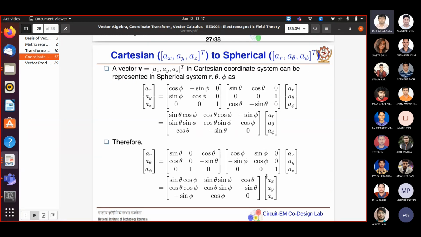Next is Cartesian to spherical coordinates. In this case, we have considered that x, y, and z, or the Cartesian vector, is equal to your rotation. You have two rotations: this is your phi rotation, and then you have a theta rotation. Phi rotation with respect to the z axis, and then theta rotation with respect to the phi axis, and finally you have this. You can say this is the vector.